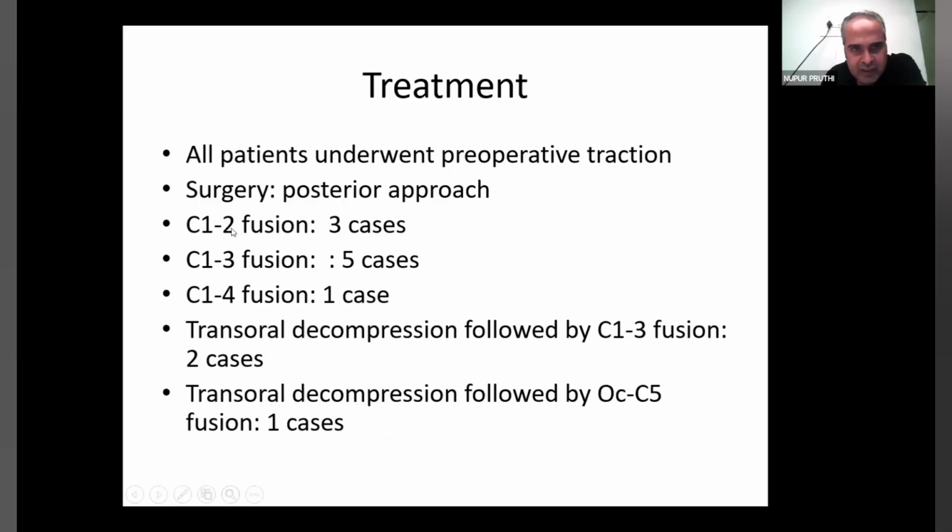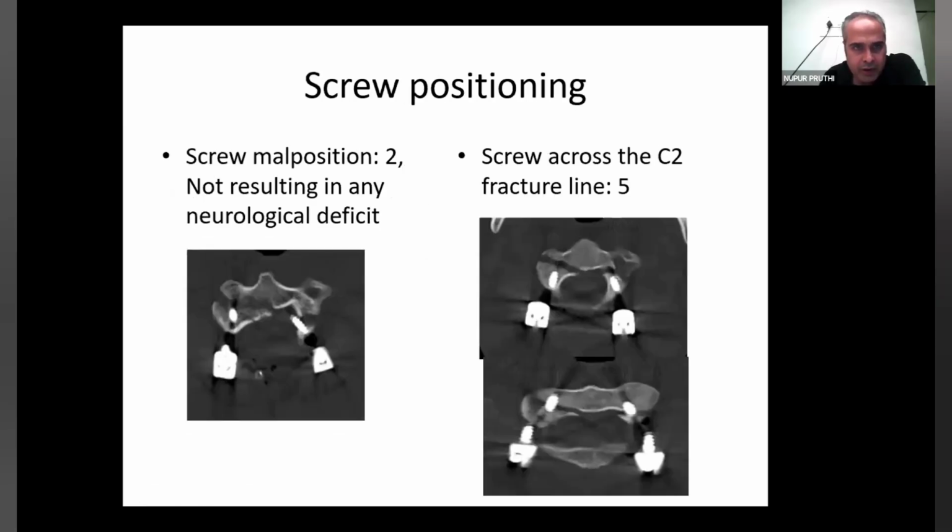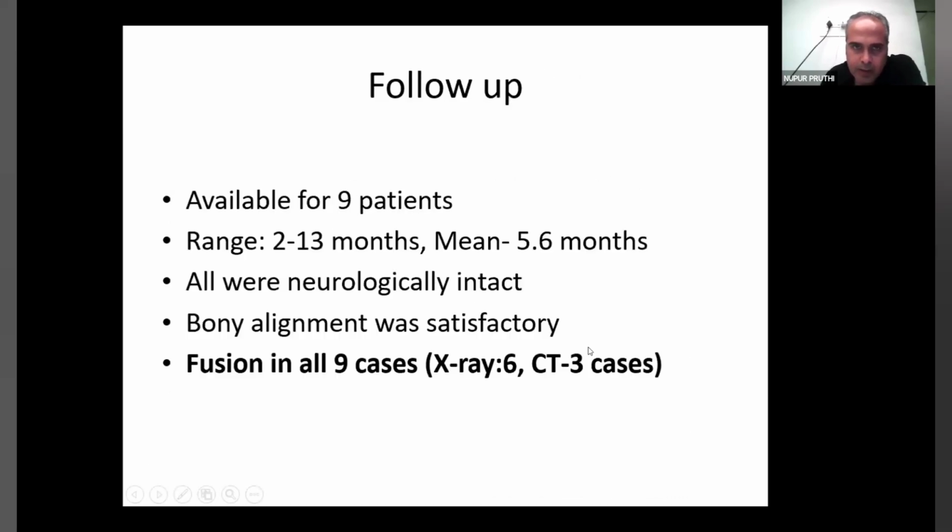So we did a C1-C2 fusion for 3 cases, C1 to C3 in 5 cases, C1 to C4 as I showed you in 1 case, a transoral followed by C1 to C3 in 2 cases, and a transoral followed by occipito-C5 fusion in 1 case. All these transoral surgeries were done many years back. Screw malposition, as I showed you, we had two, but none of them resulted in any significant neurological deficit. We were able to place the screw across these difficult fracture lines in 5 cases, as you can see here.